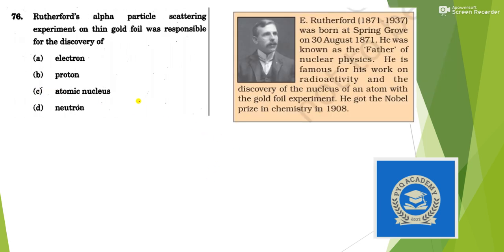Next question, a very easy question which has been repeated a number of times. Rutherford's alpha particle scattering experiment on thin gold foil was responsible for the discovery of what? Here you can see the image I took from the chapter Structure of Atom, where it is given that Rutherford is known as the father of nuclear physics, as well as being famous for his work on radioactivity and the discovery of the nucleus of an atom with the gold foil experiment. So by the gold foil experiment he discovered the atomic nucleus.